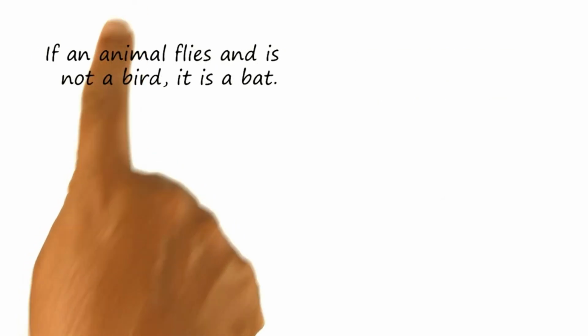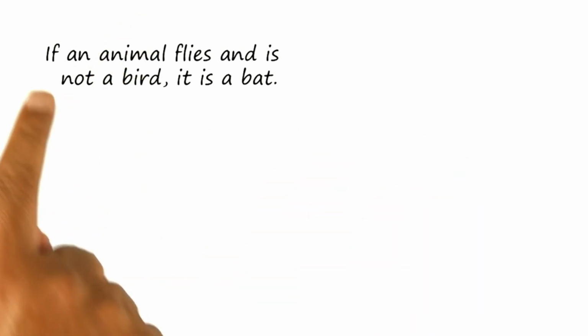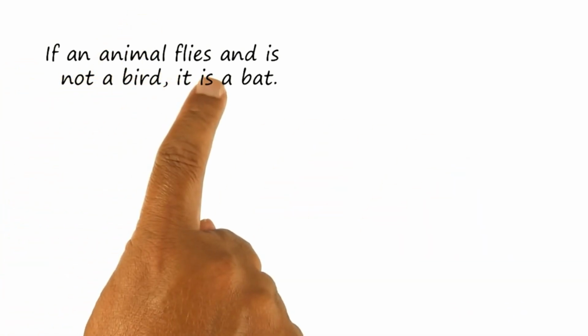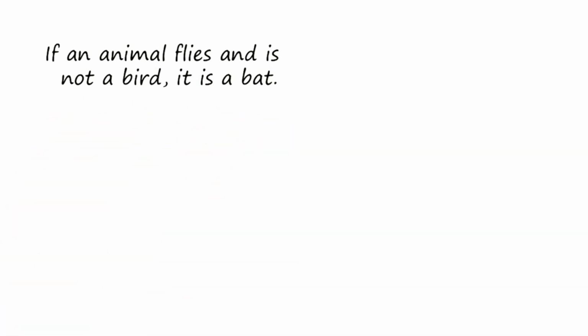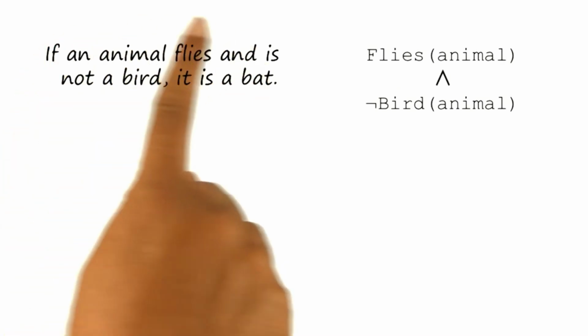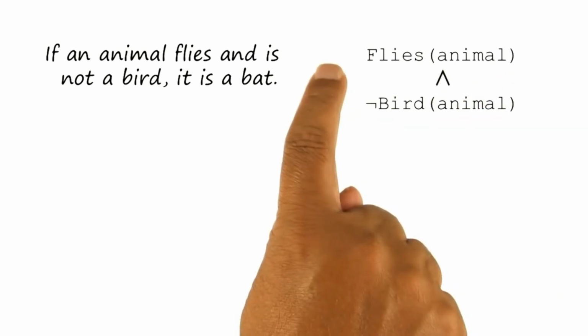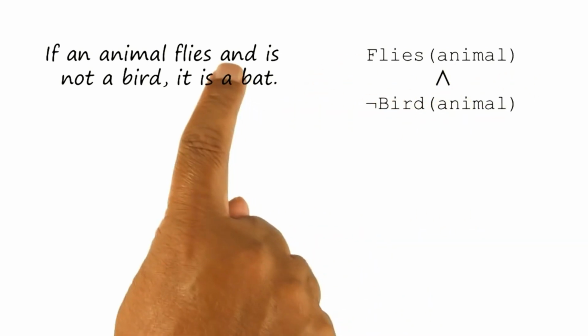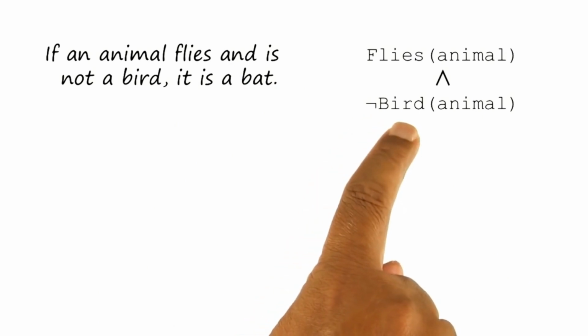Let us continue with our exercise in which we are learning how to write sentences in the language of logic. Here is another sentence. If an animal flies and is not a bird, so there is a negation here, then it is a bat. How do we write that in logic? So I'm still interested in writing the antecedent of this particular sentence, and I may be able to say that animal flies, there is a conjunction here because there is an and here, and we have this negation symbol for this predicate bird.